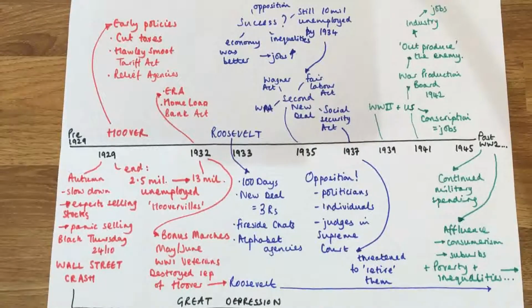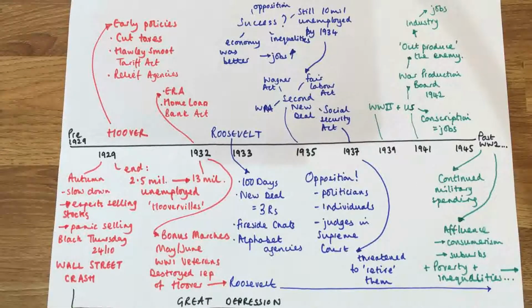Some people felt it had done too much, some people felt it had done way too little and taken too long. There were judges, especially Republican ones, in the Supreme Court who also opposed the New Deal. In 1937, Roosevelt had threatened to try to retire these judges in order to replace them with younger Democrat-supporting judges.